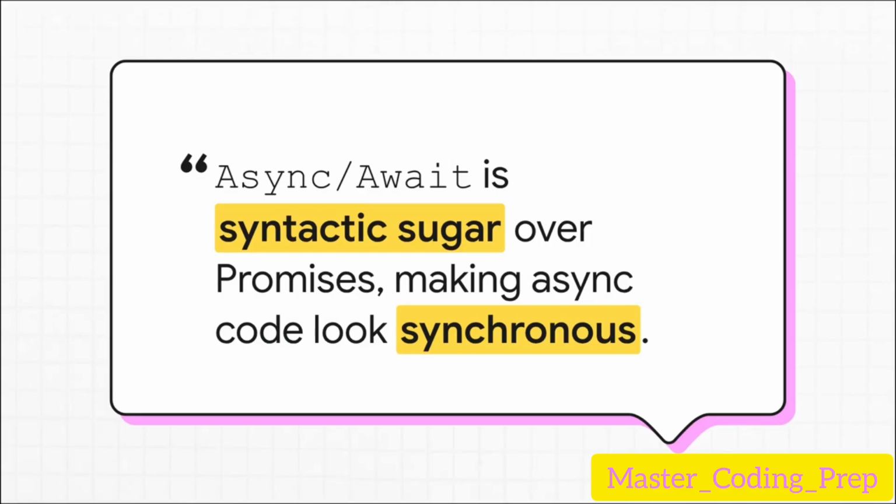And then came async await, which is really just a prettier, cleaner way to write promises. It's syntactic sugar, as they say. It lets us write asynchronous code that reads from top to bottom, just like regular code. You just await a promise, and the code actually pauses until it resolves. It makes complex flows incredibly intuitive.